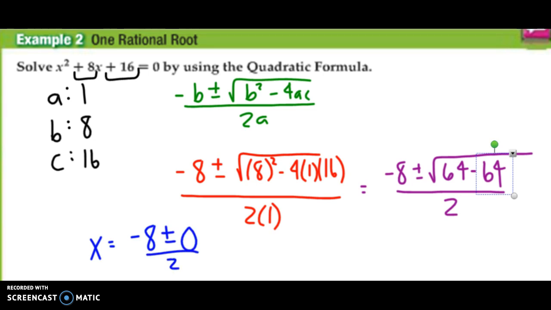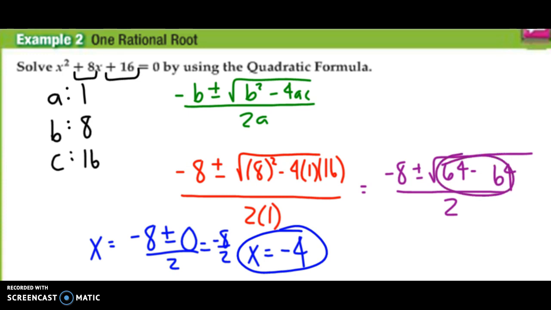Negative 8 plus 0 is negative 8, and negative 8 minus 0 is negative 8. So there's actually only one solution to this one. That would be negative 8 over 2, which is negative 4. My only solution, this one has one solution, it's negative 4.